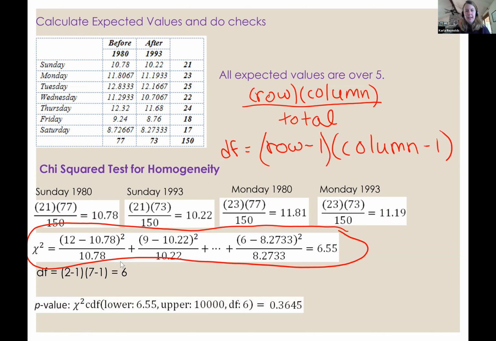Right. And then your calculator would give you your p-value for you, and this is not less than any alpha value we use, so we would fail to reject the null that the day of the week has changed after more elective C sections.